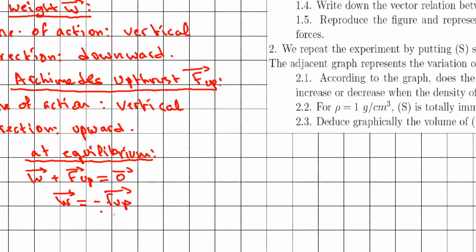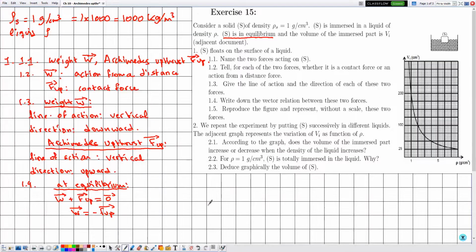So what does the first equation tell us? That the effect of both forces acting on the solid S cancel each other to give us the condition of equilibrium. Whereas the second equation tells us that both forces have the same line of action, the minus sign for the opposite direction, and same magnitude. So this is the condition of equilibrium, or the vector relation.